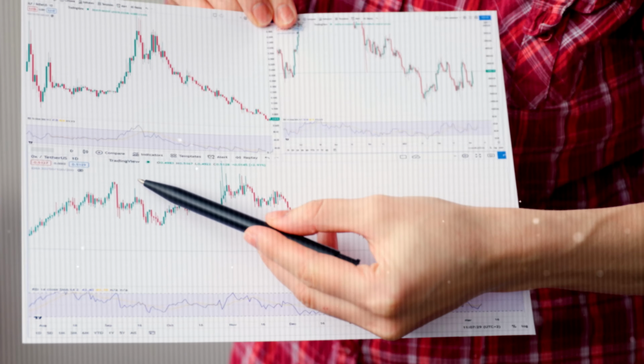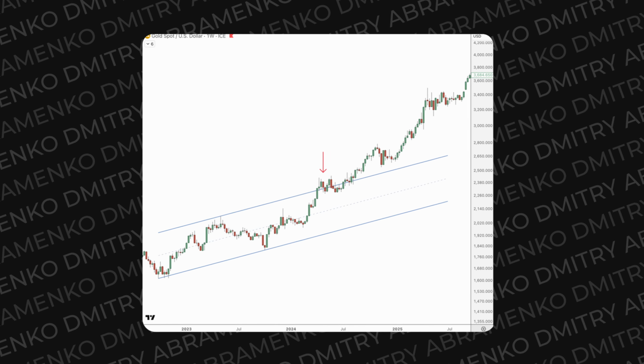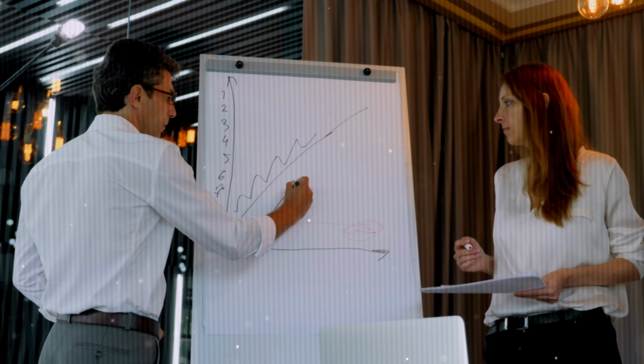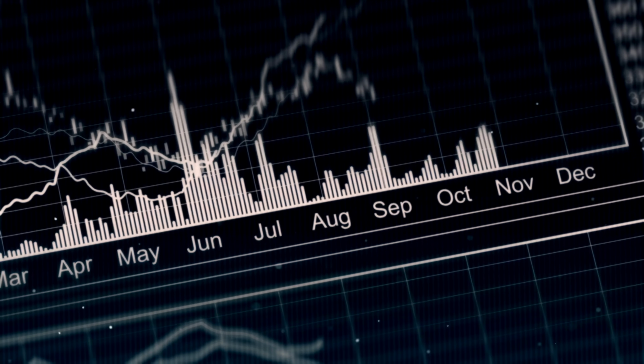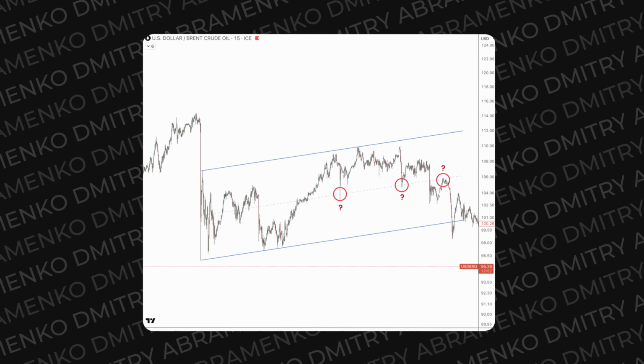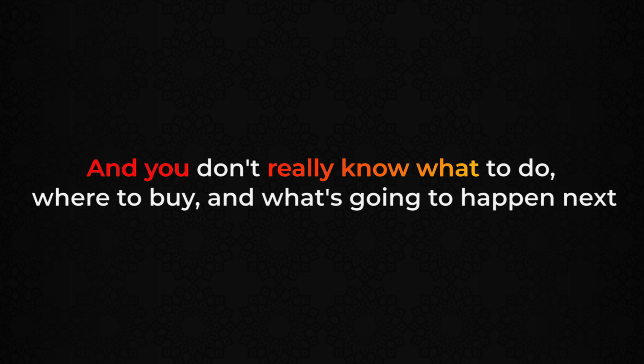If you trade trend lines, you're clearly familiar with the situation where the price breaks the trend and rushes to continue the trend. You have no way to control the price and you start using Fibonacci and other tools. An equally common situation arises when inside the channel, seemingly while we're tracking the price, it hangs around the middle and you don't really know what to do, where to buy, and what's going to happen next.